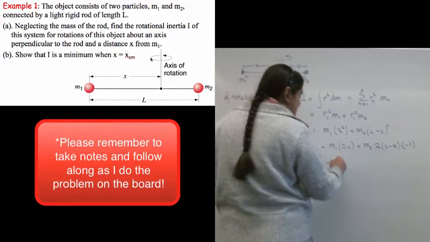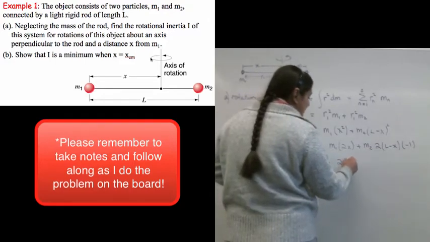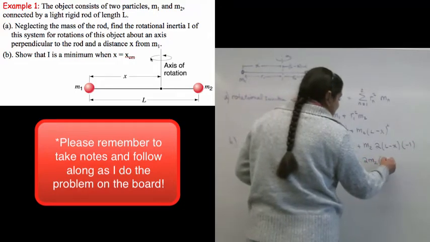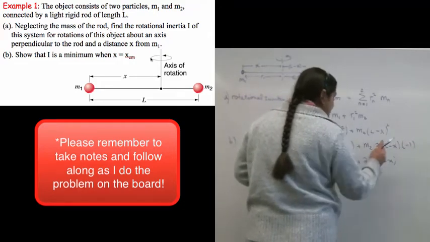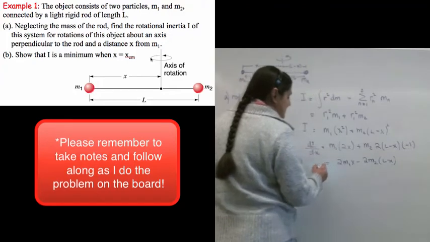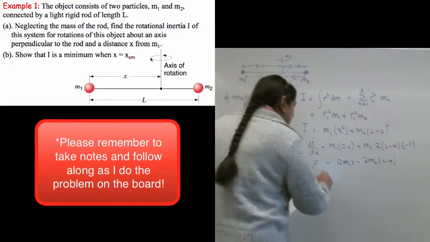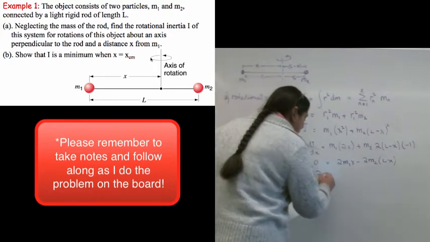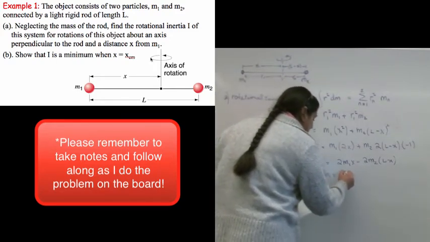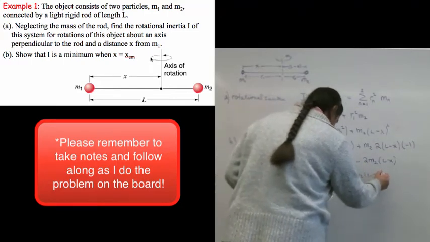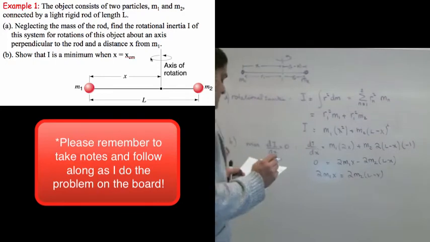So this implies this is going to be 2m1x plus 2m2(L minus x), and there's a minus here, so the condition of minimum is that this has to equal 0. This implies that 2m1x equals 2m2(L minus x). Right? So the 2's will go away.